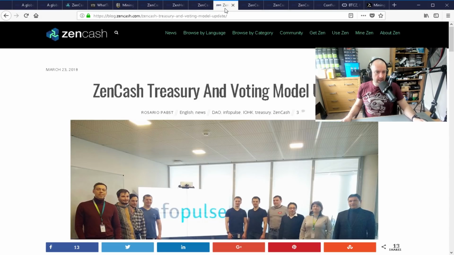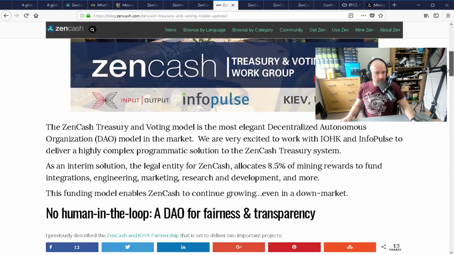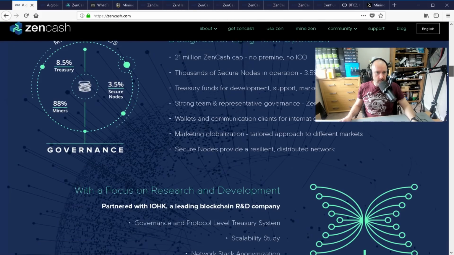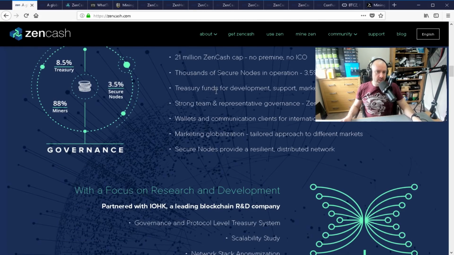So if I jump back, treasury and voting model. See that earlier on, if I scroll back down here, they say the treasury funds for development, support and marketing are 8.5% of the mining reward. So 8.5% of the mining reward goes back into a fund.